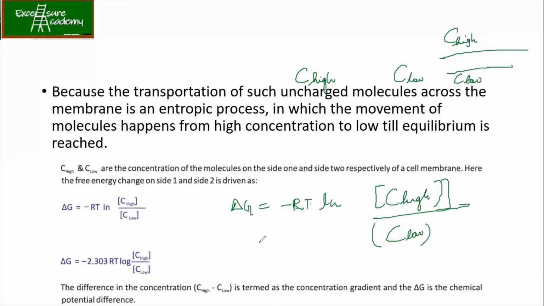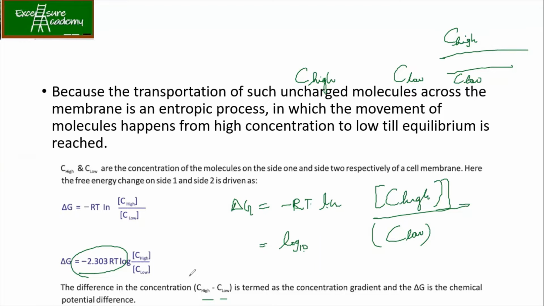Now if you want to convert from the natural log to the logarithm to the base 10, from ln to log 10, then this value will be added. So now delta G is equal to minus 2.303 RT log C high to C low. The difference in the concentration of high and low is termed as a concentration gradient, and delta G here is known as the chemical potential difference.